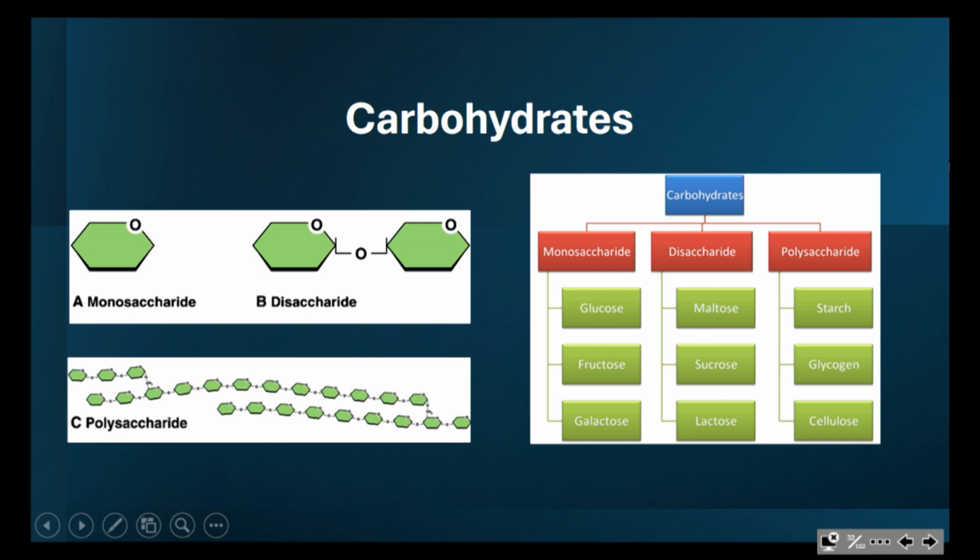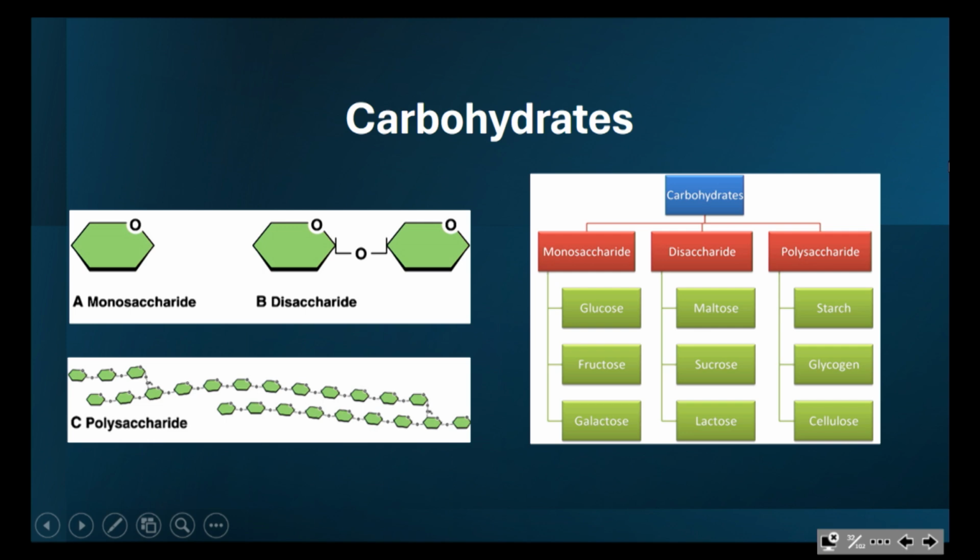Now take a look at my picture on the right. I have a couple of different examples of sugars. So look at monosaccharides. I have glucose, fructose, and galactose. We talked about glucose a little bit. Fructose is the sugar in fruit. So when you eat a fruit like apples or oranges, they taste sweet. That's because they have sugar in them, and the sugar inside of them is called fructose.